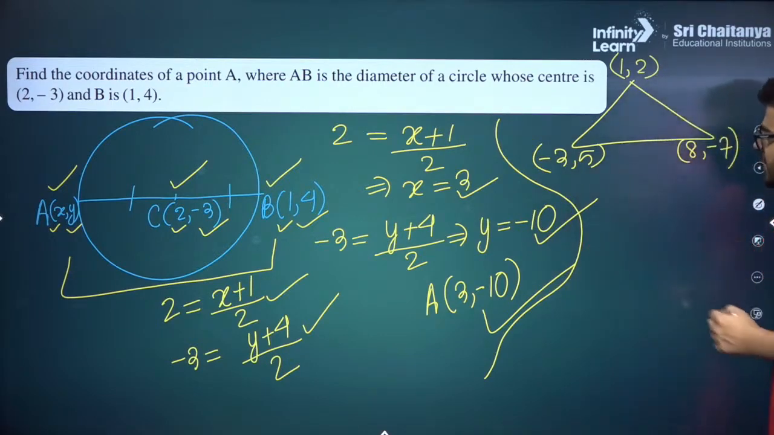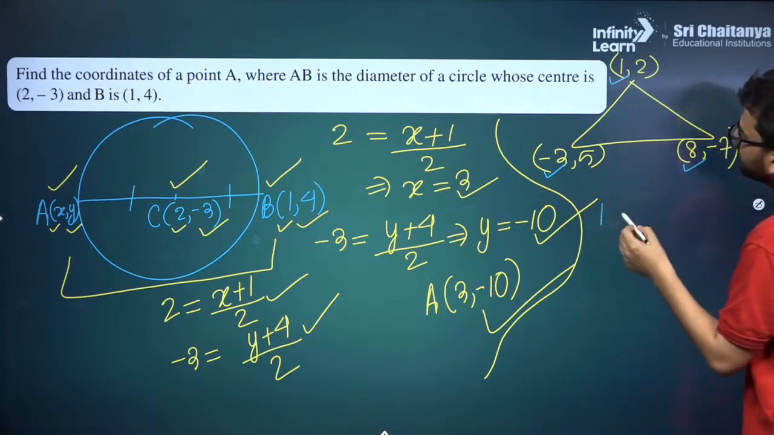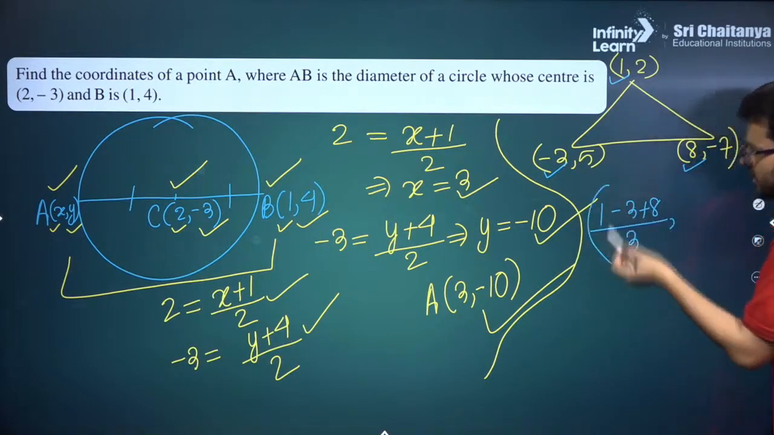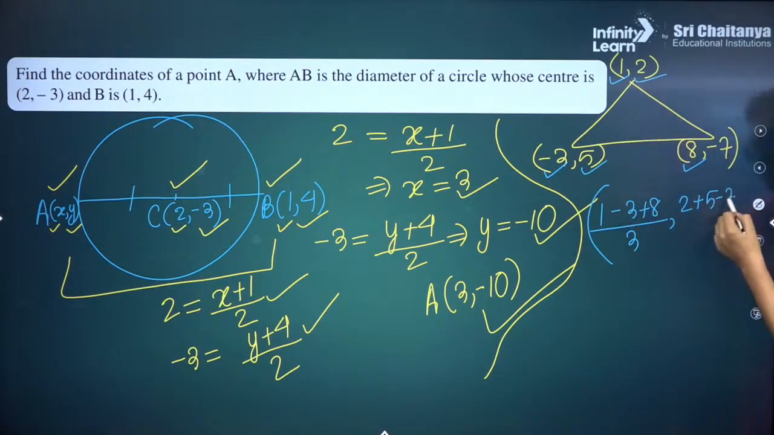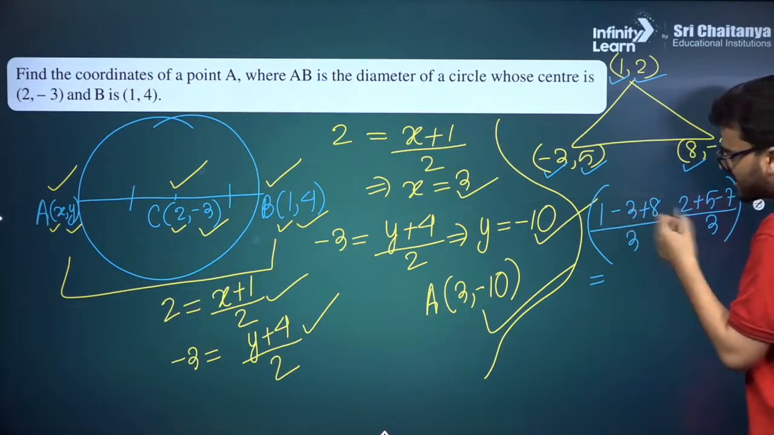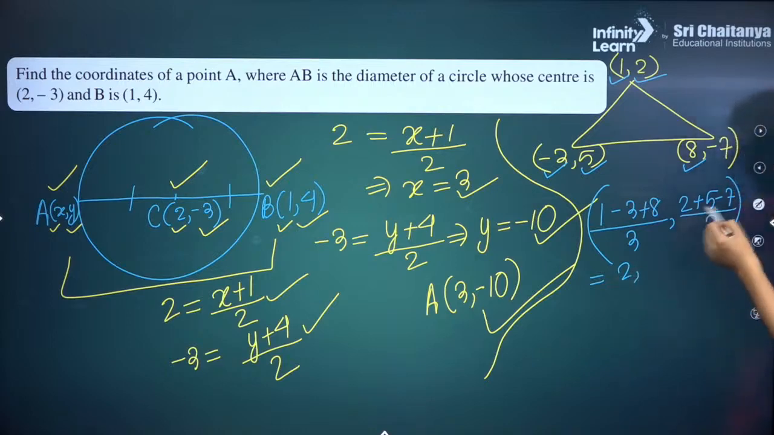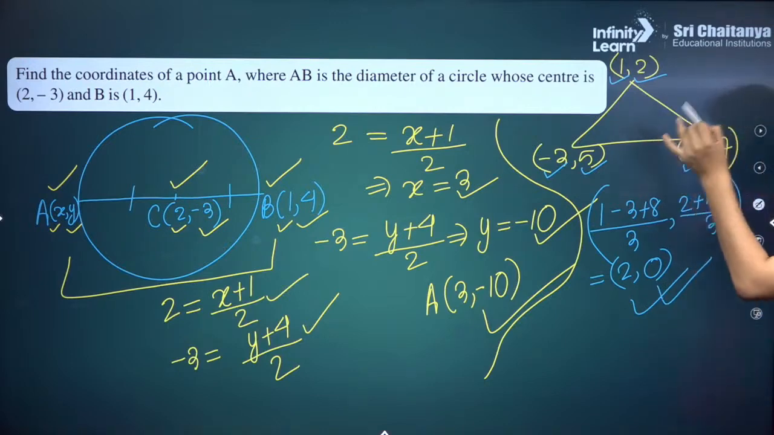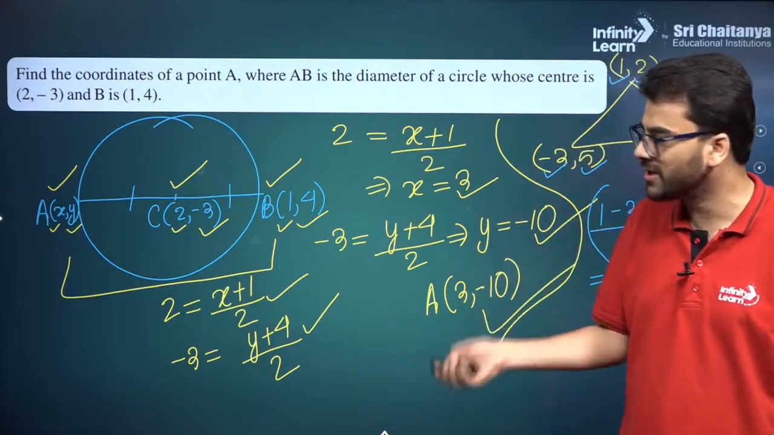So the coordinates of the centroid will be the sum of the x coordinates of the vertices, right? So it is 1 minus 3 plus 8 divided by 3, and then the sum of the y coordinates, 2 plus 5 minus 7, divided by 3. What is this coming out to be, guys? This is 8 plus 9 minus 3, 6 by 3, that is 2, comma, this is nothing but 0. So the coordinates of the centroid of this triangle are 2, 0. I hope this is clear to every student watching this session.